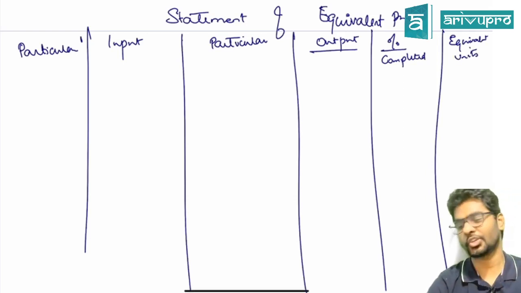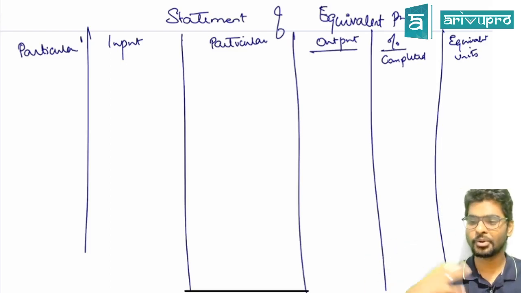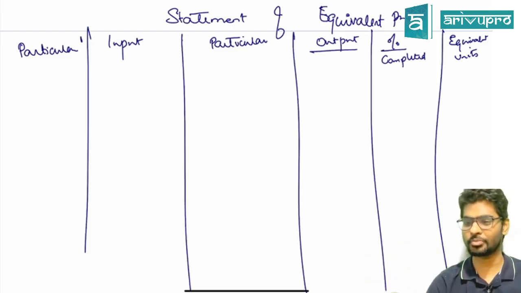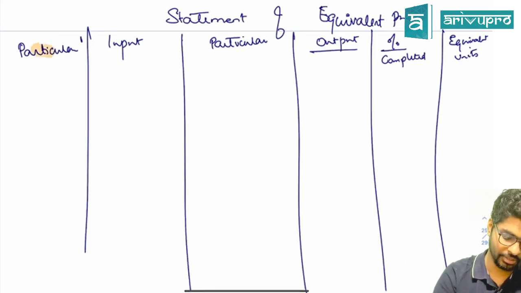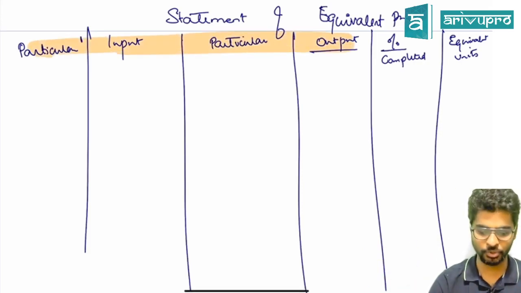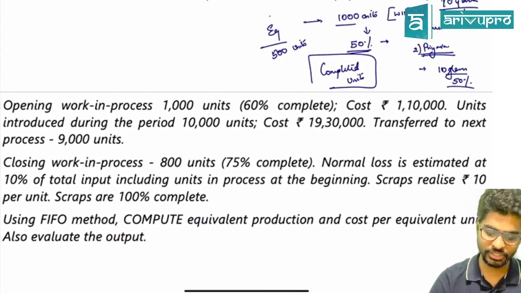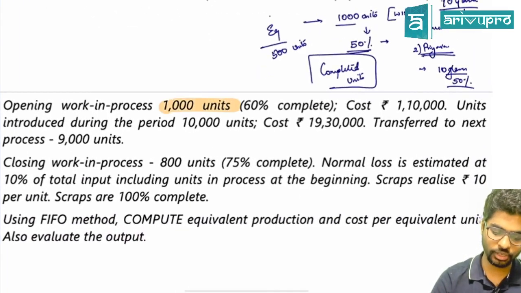Are you clear? So we know what is input. Input is basically the number of units which have been put into the production this year. Output is the number of units which were got completed last year. So first let me just fill up these four, because I told you input should match with my output. So what is my opening value? Opening inputs, how much is there? Opening work in progress 1000 units.